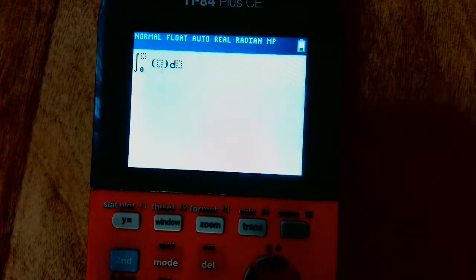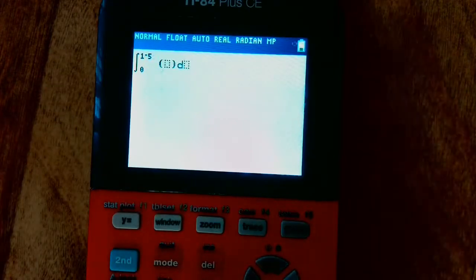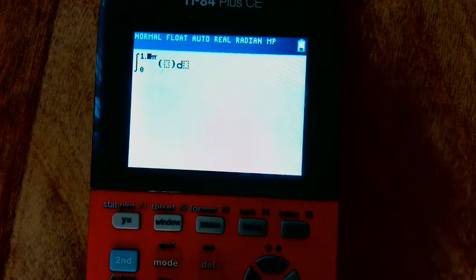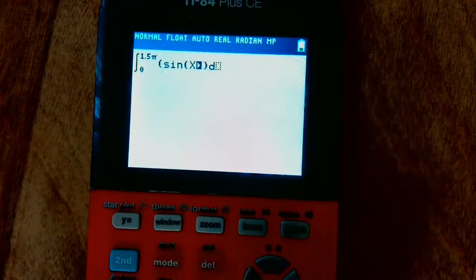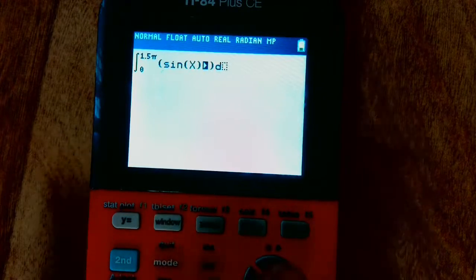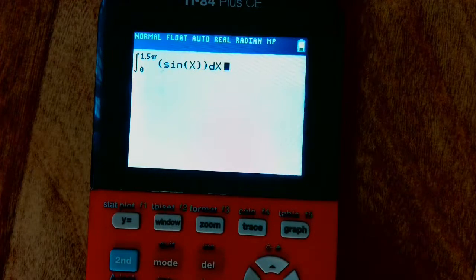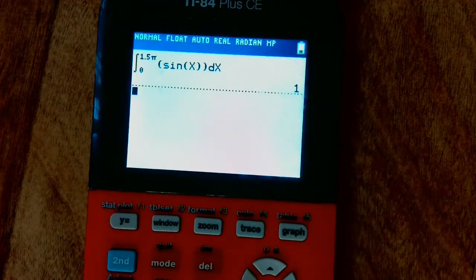So you can go from 0 to 1.5 pi, from sine of x, we need another parenthesis, dx. And you're typing it into your calculator just like it would be on your paper, and it solves it for you. If you don't have a TI-84, it doesn't set up quite as nicely.